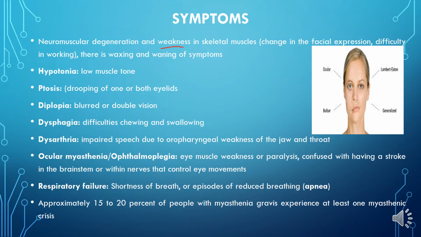And we have a lot of other symptoms due to the weakness, that is hypotonia, where the muscle tonicity is lost, and it also affects the eyes, that is ptosis, which is the drooping of the eyelids, and diplopia, which is having a blurry or double vision in the eyes. In fact, this ptosis can be relieved by placing an ice pack on top of our eyelids.